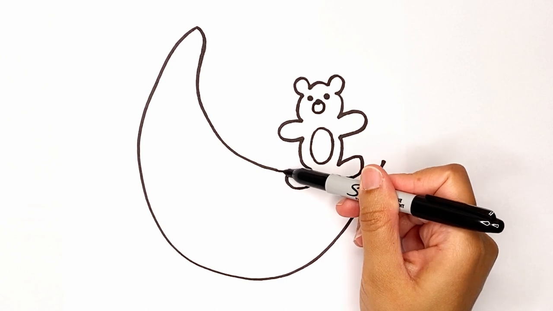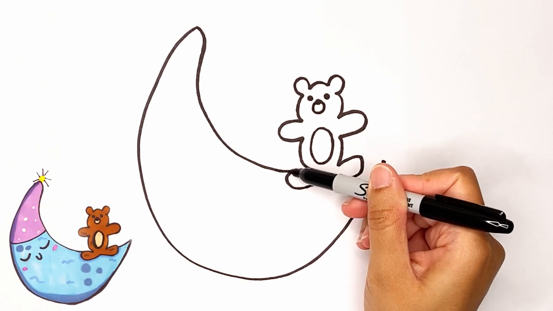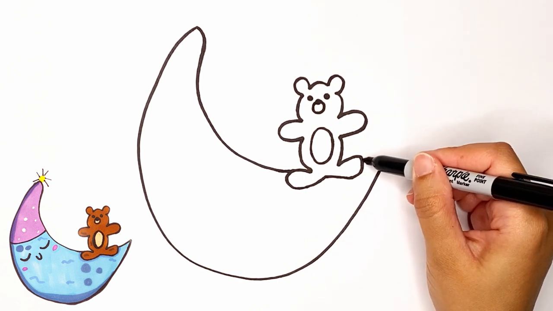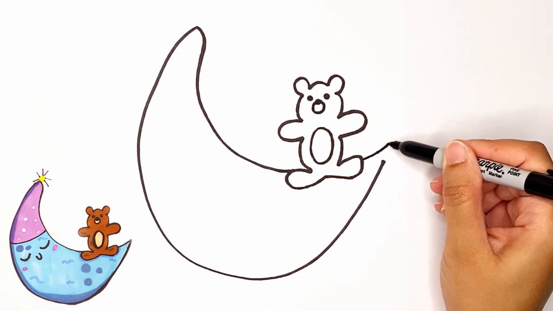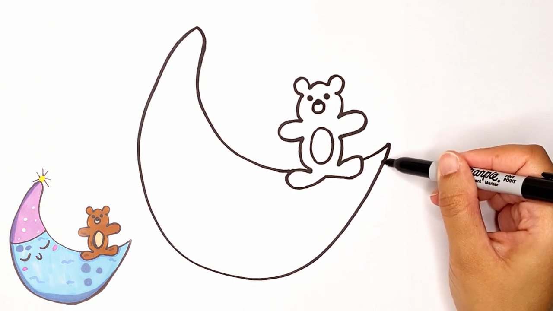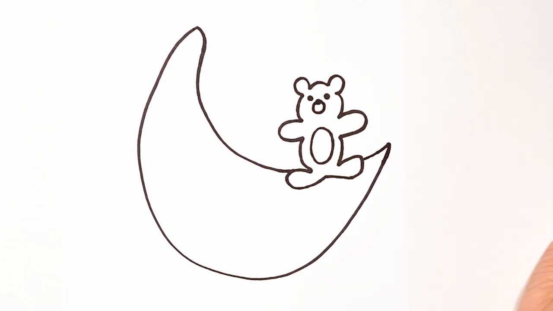So now that you have your bear, you can close off wherever your moon is. And then start on the other side of the bear by going up and then close off your crescent moon.